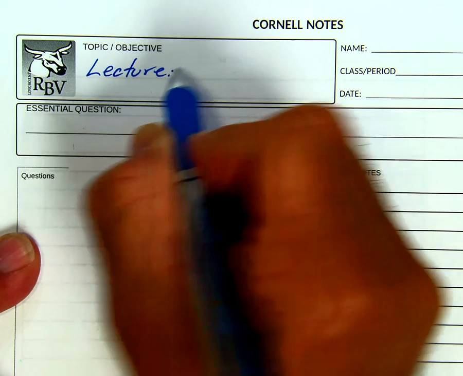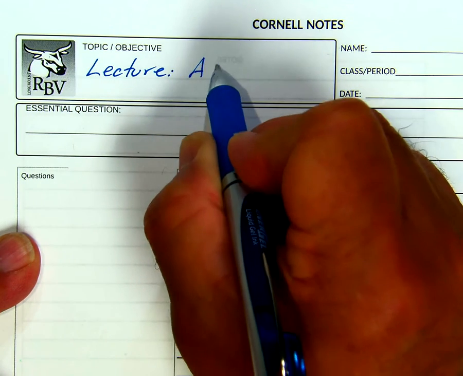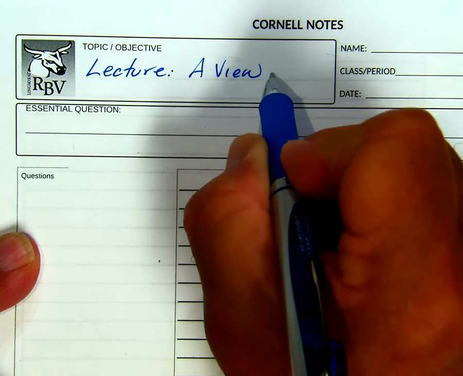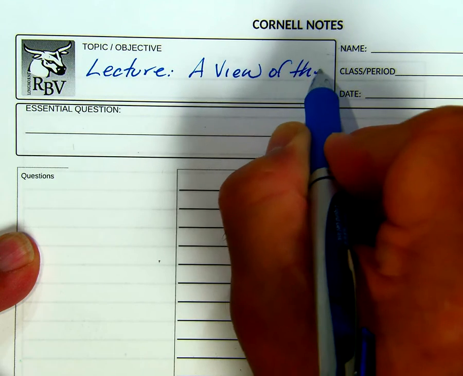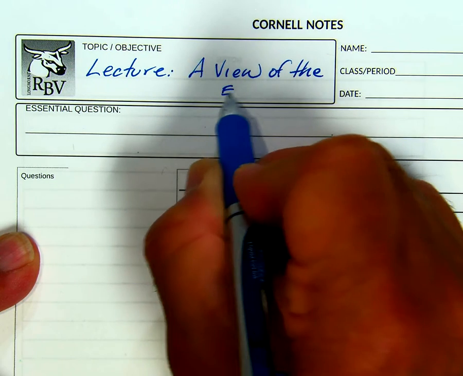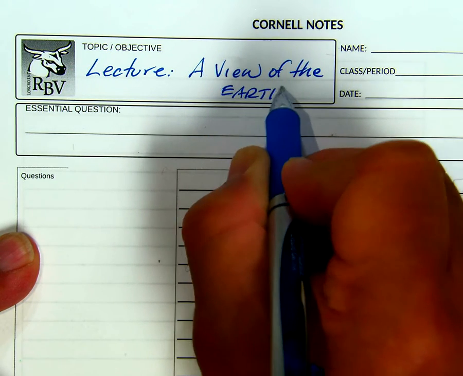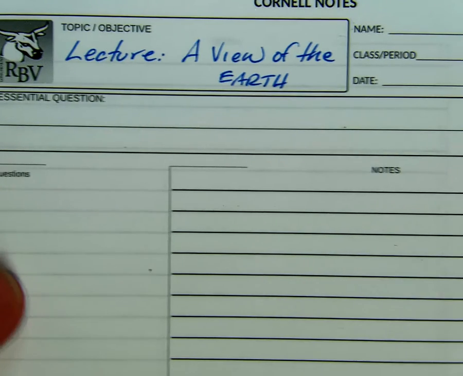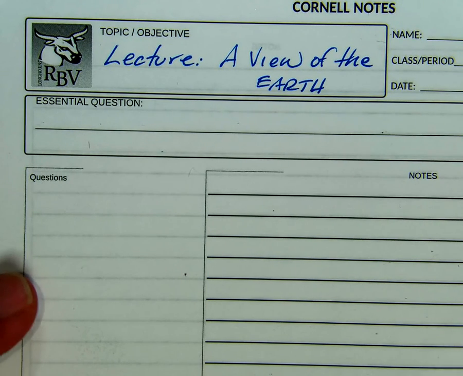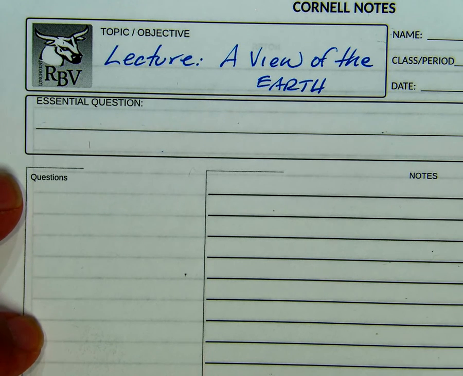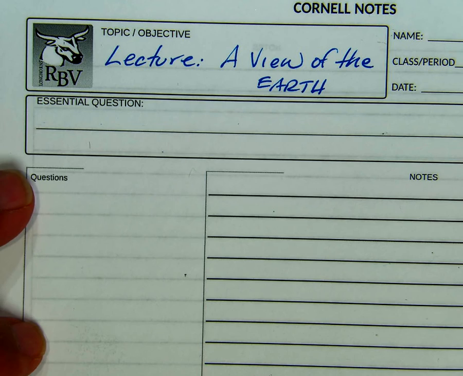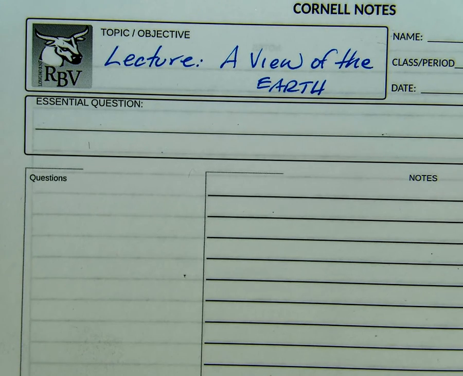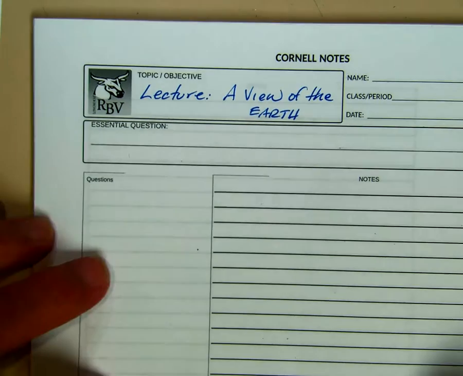The lecture, a view of the Earth. We're going to try to answer the essential questions of this, basically: what are the major spheres of our Earth, what are the main parts of our solid Earth, and how are continents positioned where they're at, and the major features. So we're answering some essential questions.